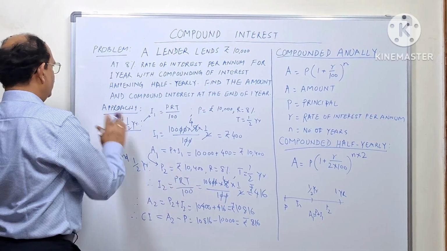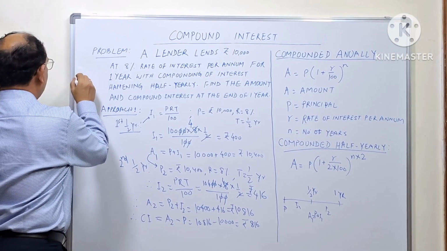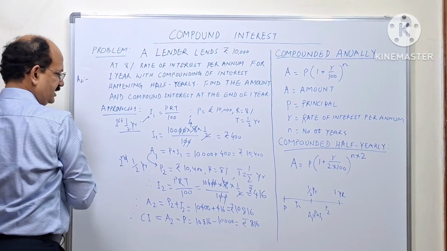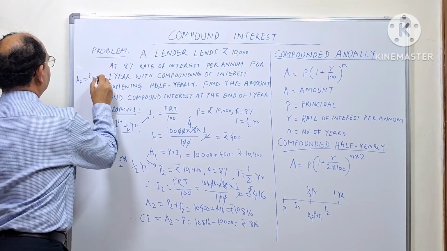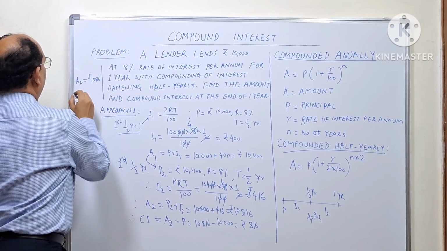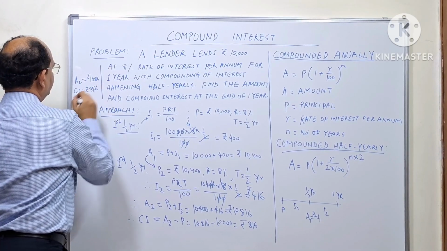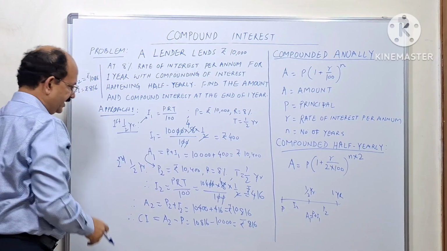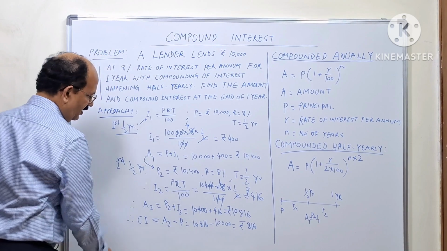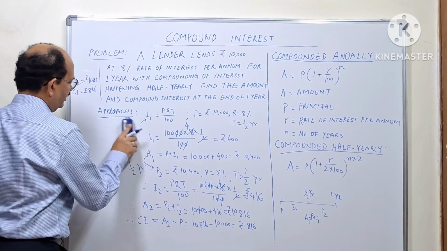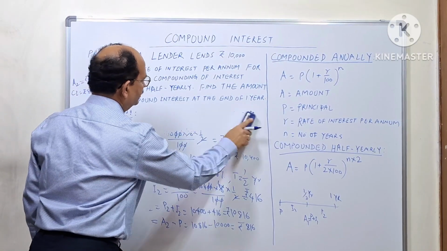Let us keep these two, A2 which is coming 10,816 and compound interest CI is coming rupees 816. Let's keep it safe and let's see, are we getting the same thing when we apply the formula? So that is our second approach. Okay, let's do this.